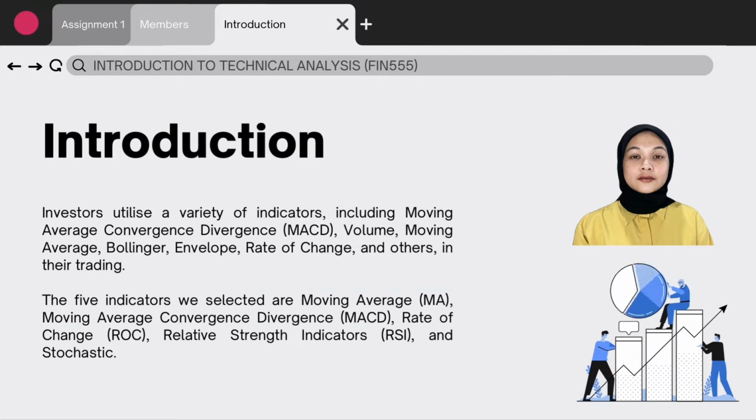In this course, Introduction of Technical Analysis, we must study and analyze various companies listed on Bursa Malaysia. Investors utilize a variety of indicators, including Moving Average Convergence Divergence (MACD), volume, moving average, Bollinger, envelope, rate of change, and others in their trading. It is crucial for investors to use all of these signs to make effective stock purchase and sale decisions.